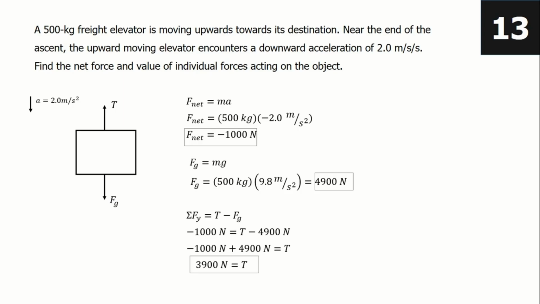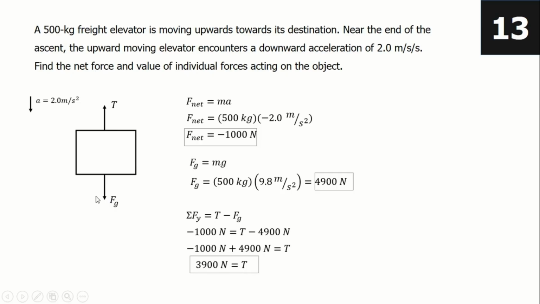So I will put that on the left side of the equation, since the left side is the summation of forces, or my net force or my unbalanced force, which is negative 1,000 newtons, equal to tension, I don't know my tension, minus gravitational force, which is equivalent to 4,900 newtons. So if I put this on the other side, it will become positive. Negative 1,000 plus 4,900 newton will be 3,900 newton. That's my value for tension.